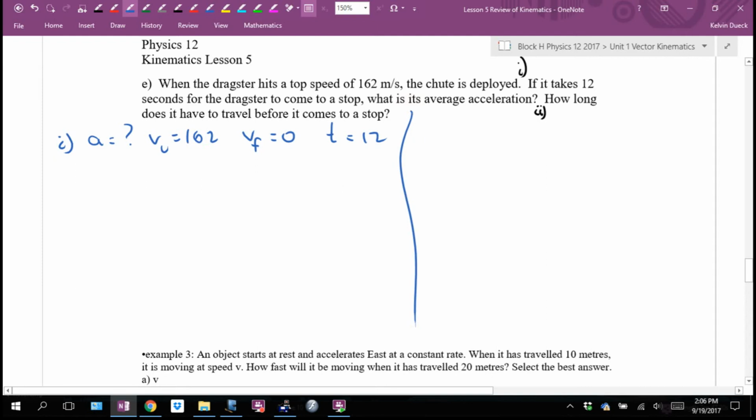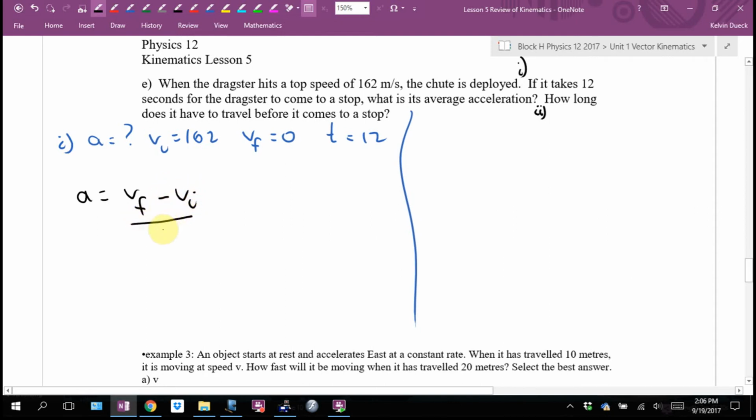Looking for an equation that has an A, a VI, a VF, and a T in it, and preferably has the A by itself. Nate, which one, my friend? Give me the whole thing. Rewrite it, get the A by itself, but don't cross anything out. Isn't it going to be VF minus VI? Yeah.